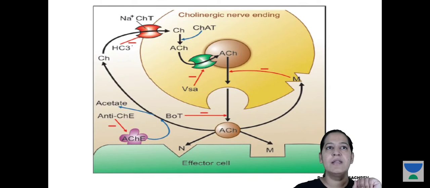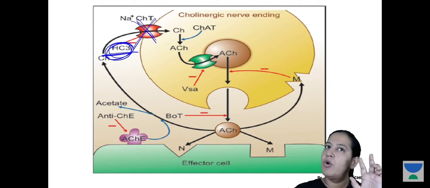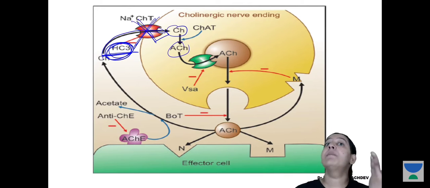Can you see in this diagram? This is hemicholinium. Hemicholinium inhibits the sodium choline transporter. So if a person is injected with hemicholinium, the sodium choline transporter is inhibited, so choline intake will not take place. Choline will not go inside at all, so where will acetylcholine be made from? So this step is inhibited by hemicholinium.